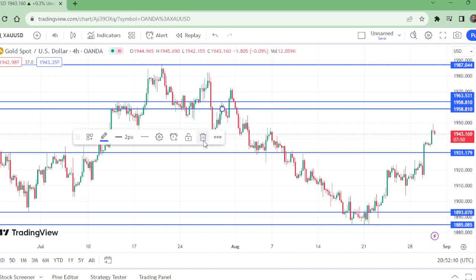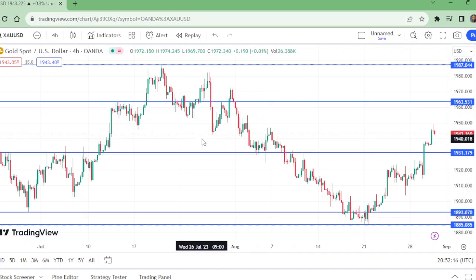Now let me remove this also. Yes, even from 1958, that was the level on the weekly time frame. But on the 4-hour time frame, we have these levels. Adjusted on the lower time frames, 1963 or 1958, but I am putting the entry at 1963, stop loss above 1987. Then we will find the take profit options.